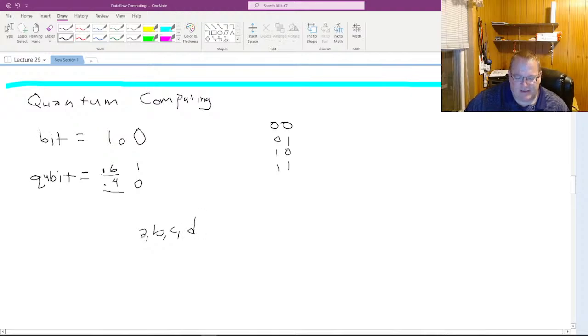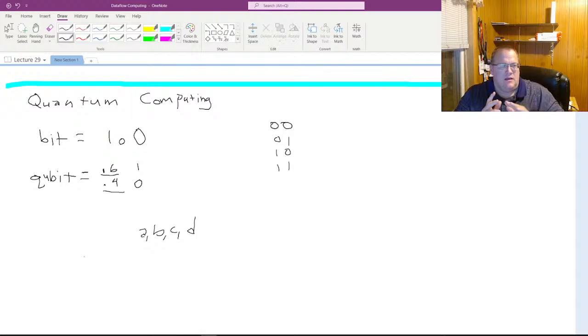Oh, I didn't talk about this. So one of the things that makes quantum computing really interesting is that these qubits become what's called entangled together, meaning they affect each other. So when they're independent, that's what they are, independent. But when you bring them together to try to solve something, they will affect each other. They'll change each other.